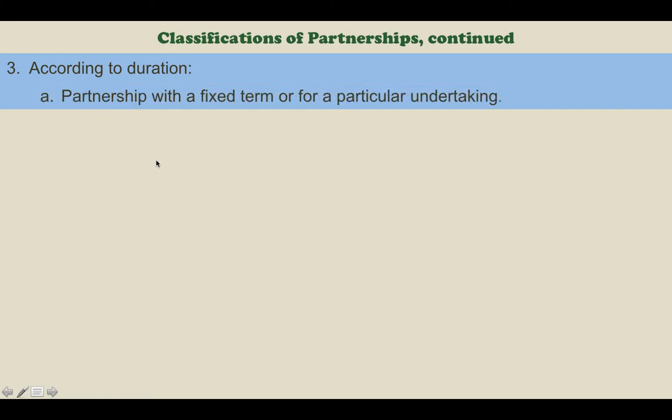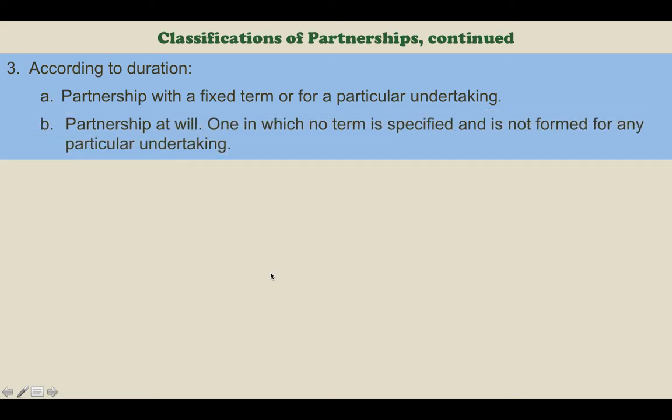Next is according to duration. There is a partnership with a fixed term or for a particular undertaking. For example, we will have a partnership in construction. Probably an architect, engineer, and foreman will engage into a partnership to construct a house. As soon as it is completed, then that particular undertaking was done. So there is a specific term for that. Okay, so it can be dissolved already or completed, meaning they can terminate the partnership.